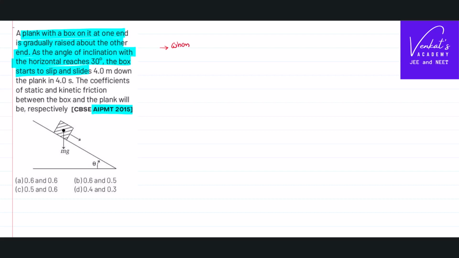When a body starts moving on an inclined plane at a particular angle, that angle is called the angle of repose. Angle of repose. We have proved that at the angle of repose, mu equals tan theta.